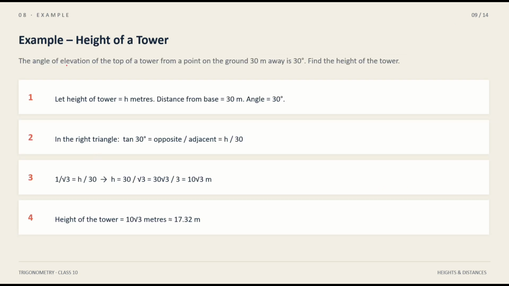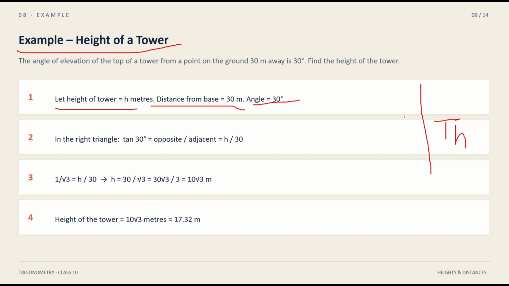The next slide. Example, height of a tower. Let the height of a tower be h meter. Distance from the base is 30 meter and the angle is 30 degrees. Let's construct a tower, height h, 30 meter from the base, and the angle is 30 degrees. Here the angle is 30 degrees.